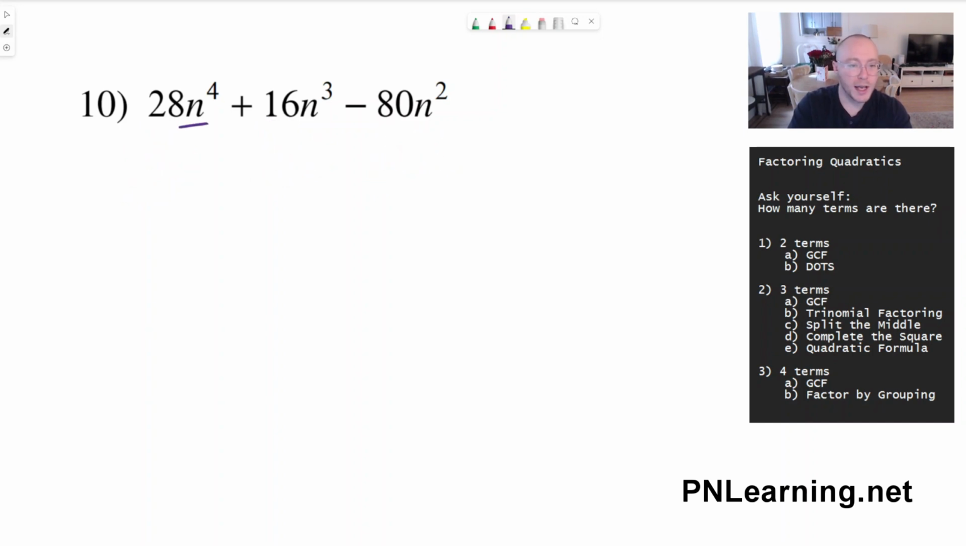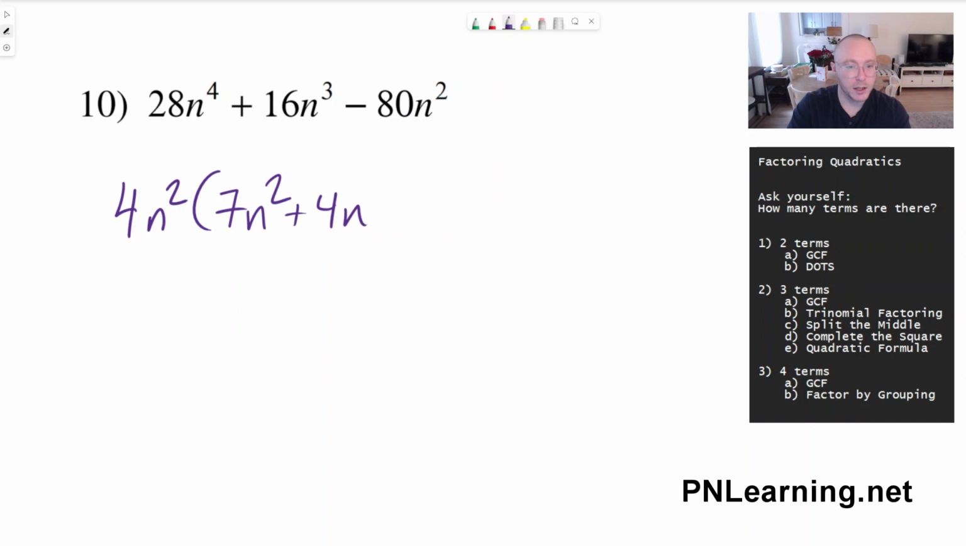But you also have n's in each one of these terms. So we're going to take the n with the lowest power, so n squared. So altogether, our GCF will be 4n squared. And let's see what would be left over. 28 divided by 4, that would be 7. N to the 4th divided by n squared, that would be n to the 2nd. So notice when I factor out, I'm just going to go through each term number by number, letter by letter. 16 divided by 4 would be positive 4. N to the 3rd divided by n squared would just be n.